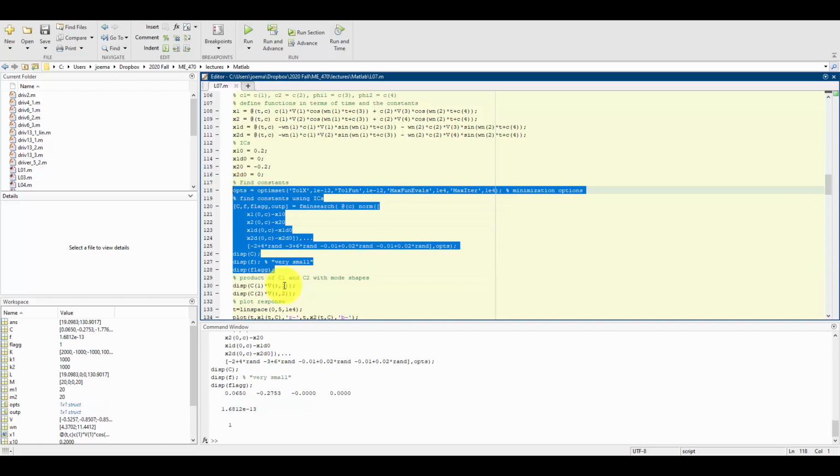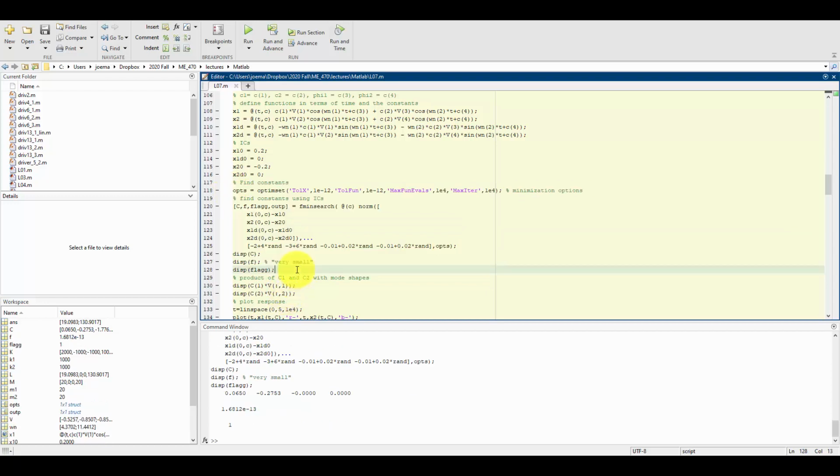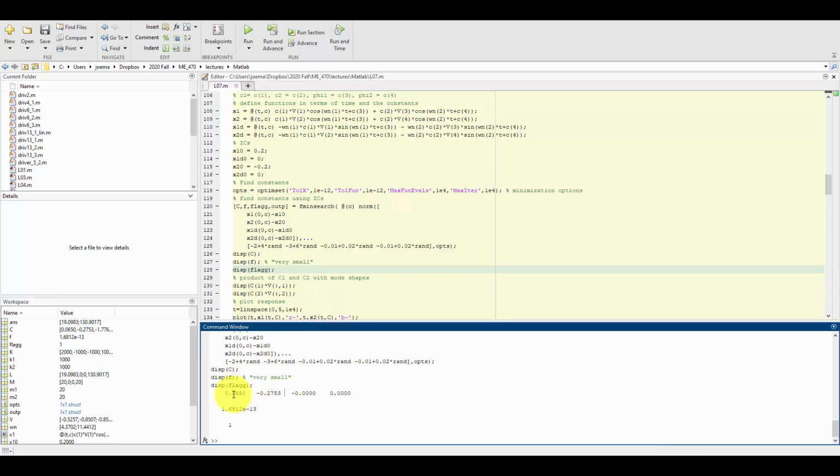And I need my options here. Okay, so this is what we get coming out. This is the C value. So it says that C1 is 0.065, C2 is negative 0.275, and the phis are 0. Again, because our velocities initially are 0, that's going to be typical, is that our phases will also be 0.